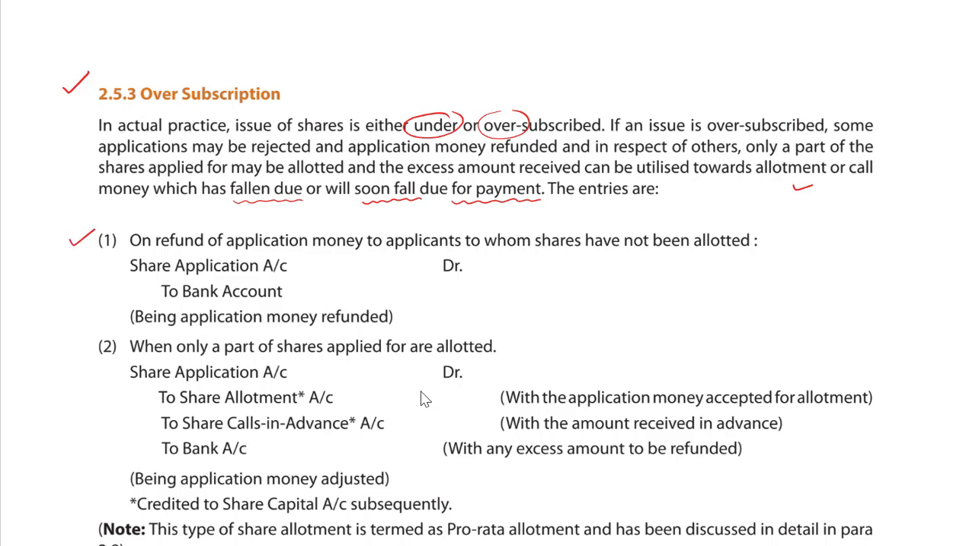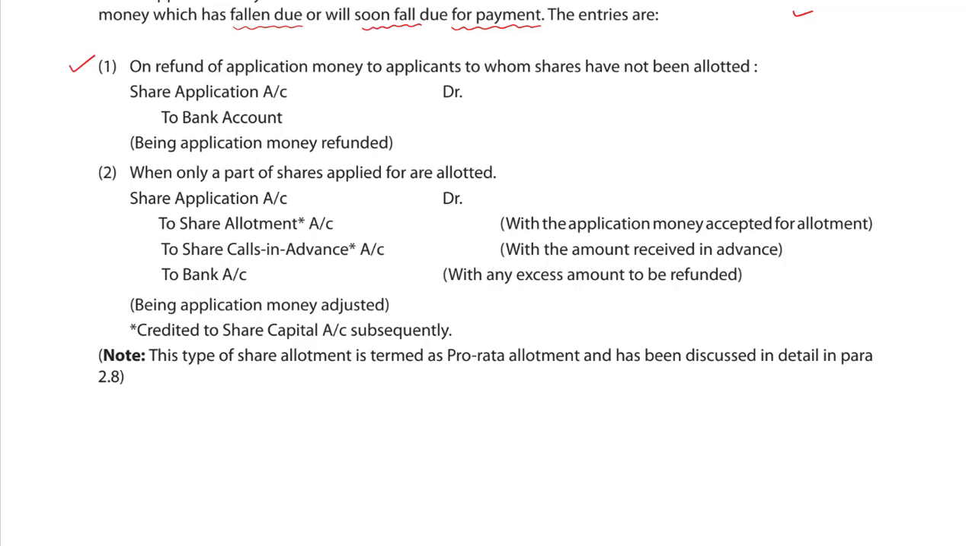The entries are: on refund of application money to applicants to whom shares have not been allotted, share application account debit to bank account, being application money refunded. Next, when only a part of the shares applied for is allotted, share application account debit to share allotment account with the application money accepted for allotment. Second, calls in advance with the amount received in advance, to bank account with any excess amount refunded, being application money adjusted, credited to share capital account subsequently. Note, this type of share allotment is termed as pro rata allotment, partial allotment, and has been discussed in detail.